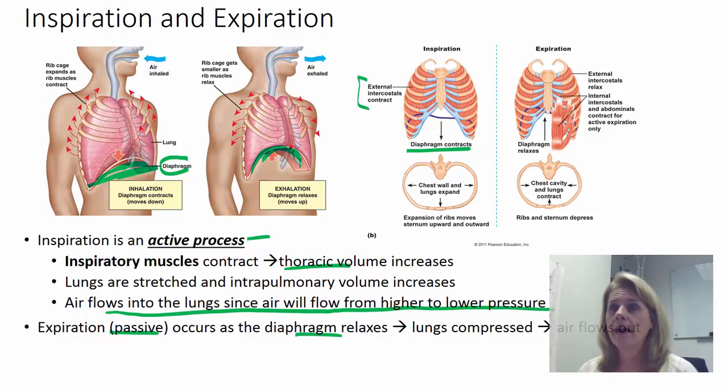Now, you can use muscles to breathe out. When you're forcefully exhaling, you can use your internal intercostals and your abdominal muscles. So if you want to blow, that requires energy.